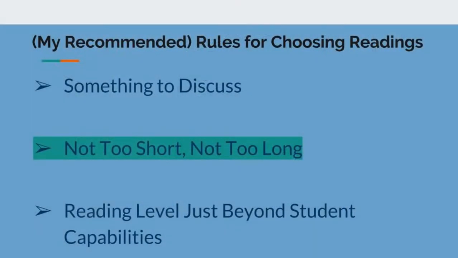Rule number 2 is sort of the Goldilocks principle. You want to look at the length of your reading very carefully. You don't want it to be too long, but you don't want it to be too short. So you want to think about the capabilities of your students. What is a realistic expectation for them to read?